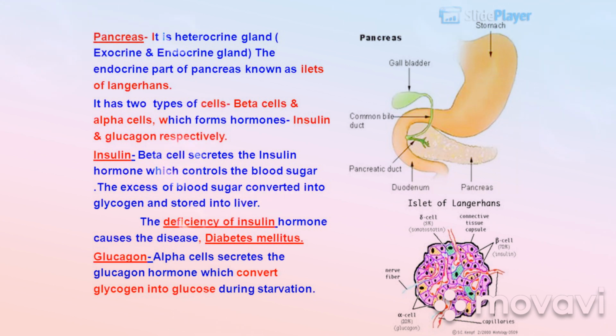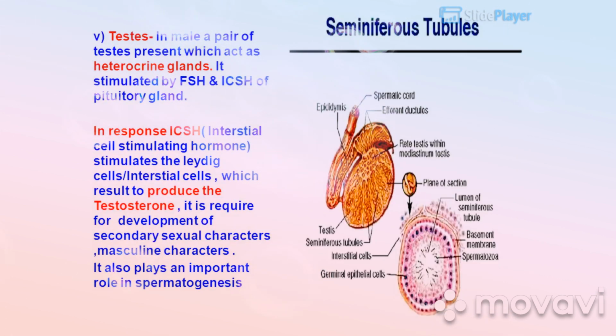Glucagon: alpha cells secrete the glucagon hormone which converts glycogen into glucose during starvation. Testes in male. A pair of testes present which act as heterocrine glands. They are stimulated by FSH and ICSH of pituitary gland.